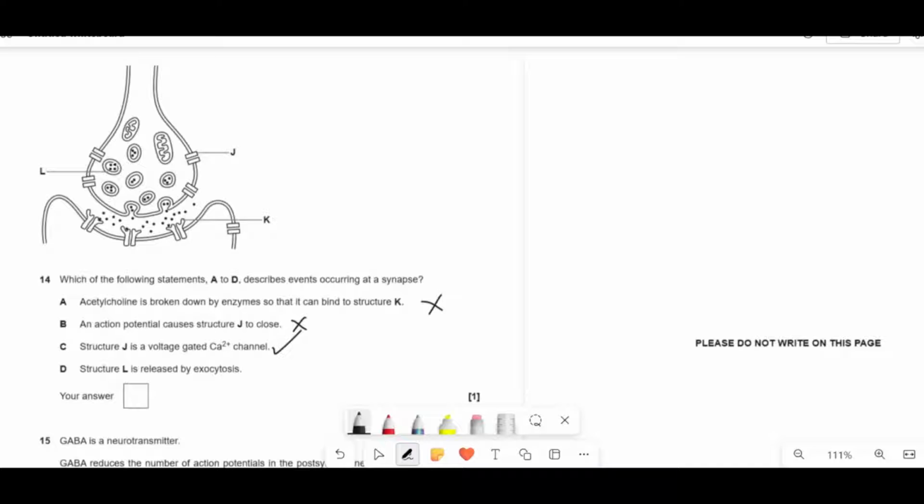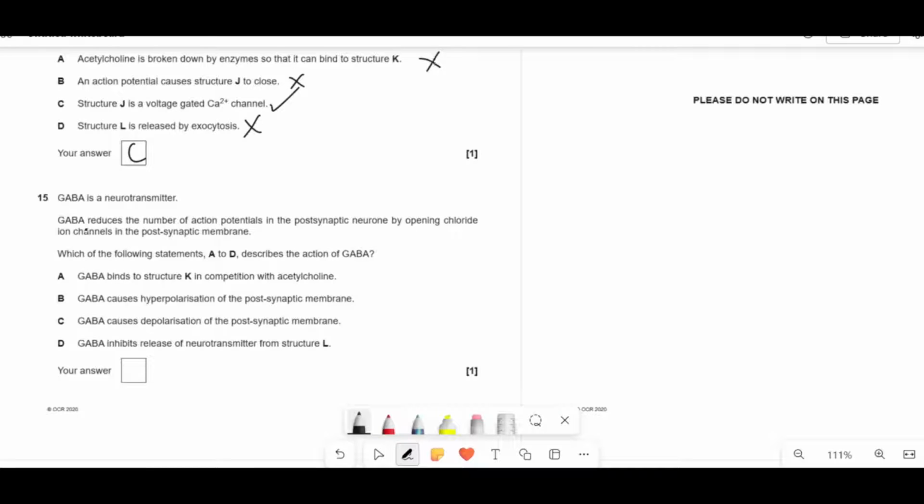It's not the entire thing. It's this stuff inside it. Those are just vesicles, so that's out. So it's C. Next, it says GABA is a neurotransmitter. It reduces the number of action potentials of the postsynaptic neuron by opening chloride ion channels in the postsynaptic membrane. Use what the question's telling you.